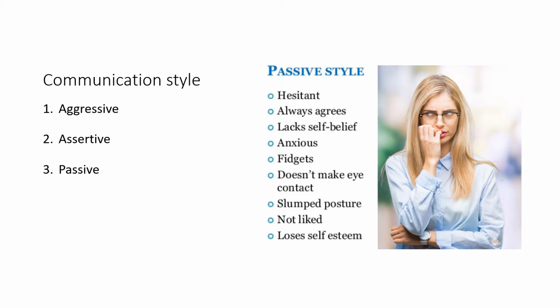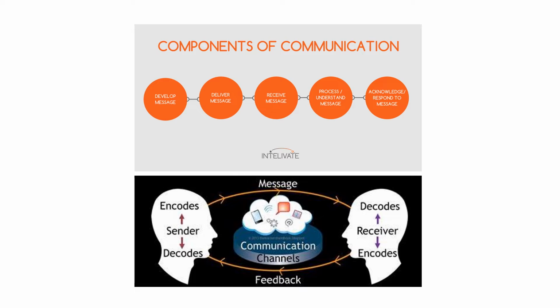So, after seeing the communication styles, which are aggressive, assertive, and passive, we will next move on to the components of communication. Whenever we communicate, there are basically five components of communication. First is the message which we develop in our own brain. Second is the delivery of the message, the means we use to send the message to the receiver. Next is the receiving of the message.